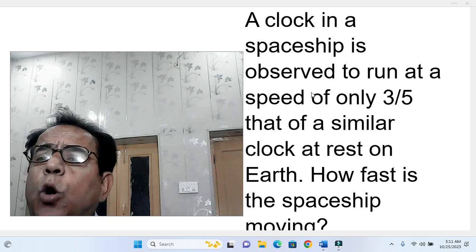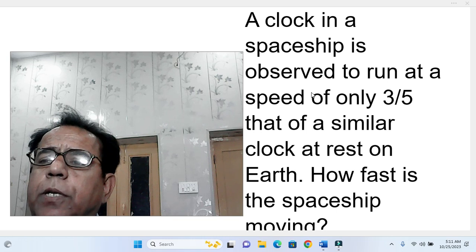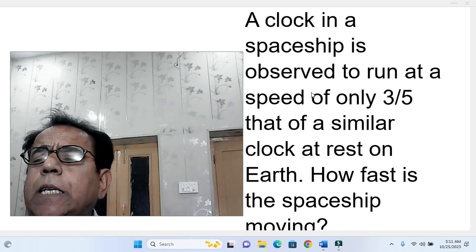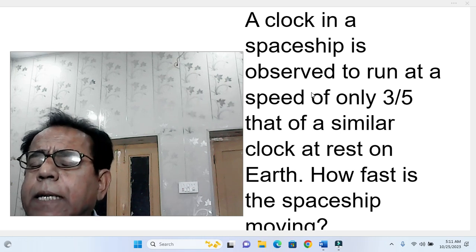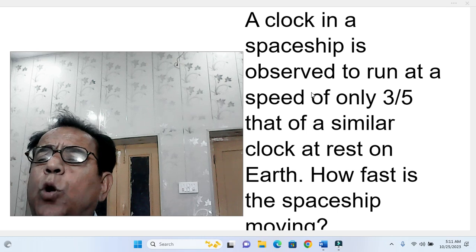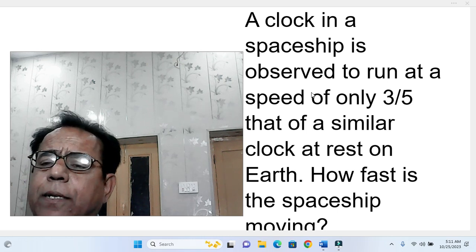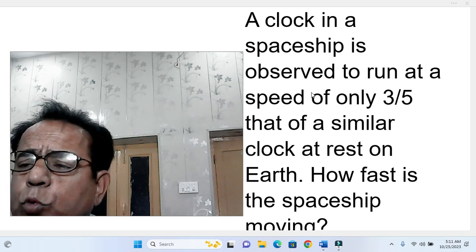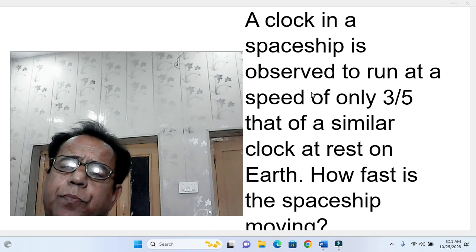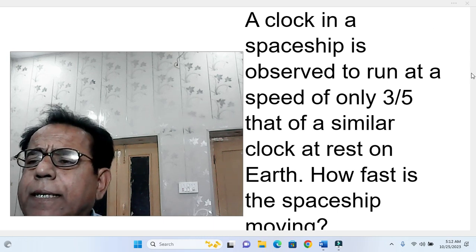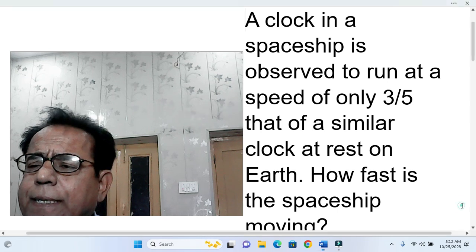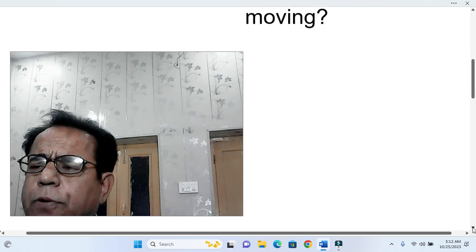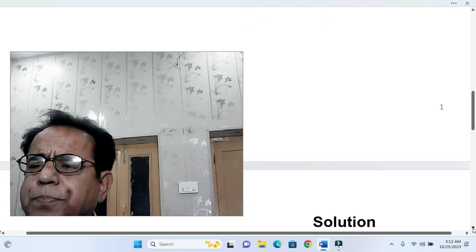A clock in a spaceship is observed to run at a speed of only 3 by 5 that of a similar clock at rest on Earth. How fast is the spaceship moving? Quite simple. It is just solved by one snapshot, one formula, one expression.